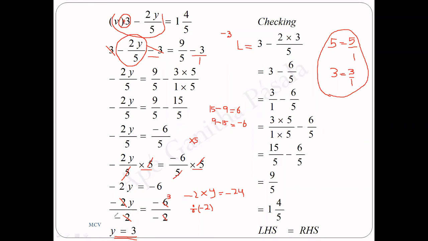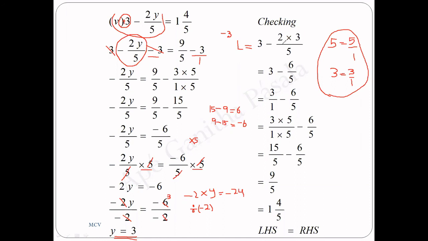Now you know the value of y. What is the value of y? y is 3. So you can put that 3 here. 3 minus 2 times 3, since y is 3, over 5. That is the left hand side.